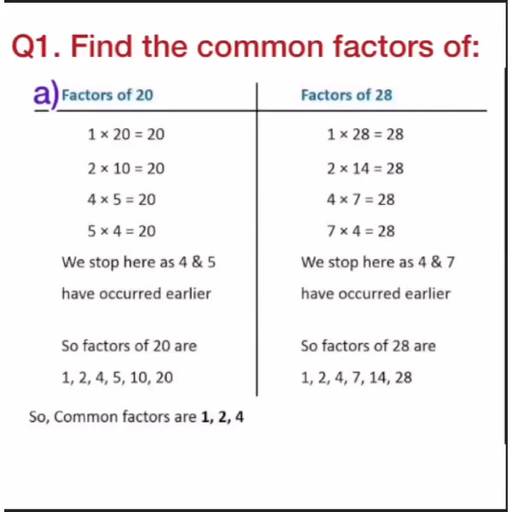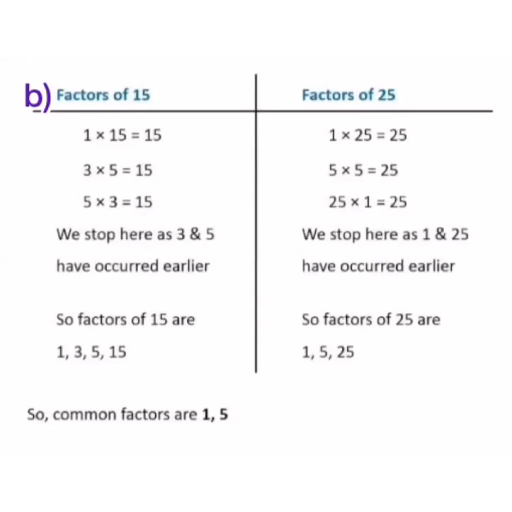Now move on to the next question. Find the common factors of 15 and 25. The factors of 15 are 1, 3, 5 and 15, and the factors of 25 are 1, 5 and 25. So in both numbers, 15 and 25, the common factors shared are 1 and 5. Common factors of 15 and 25 are 1 and 5.